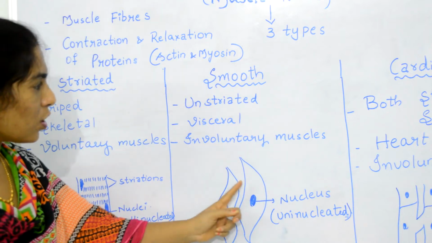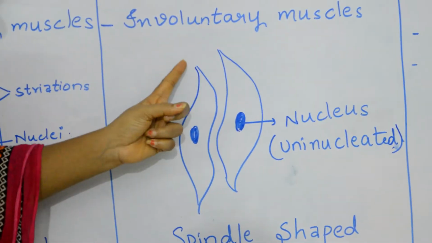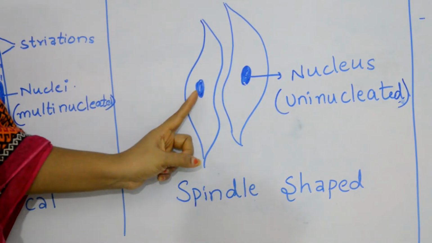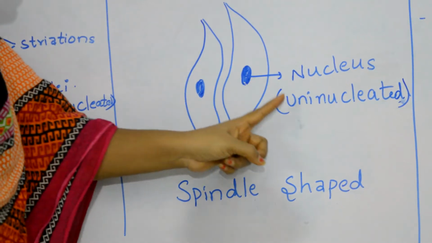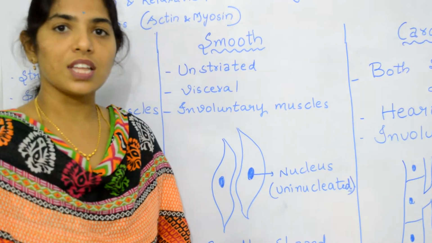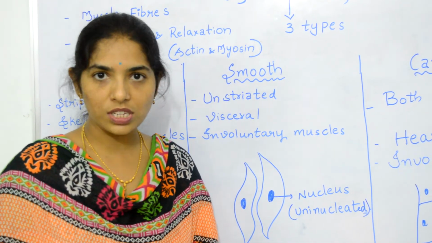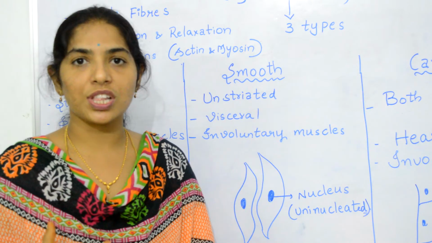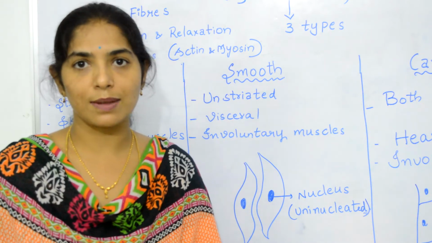Moving to the structure of this muscle fiber, they are spindle shaped and have tapering ends, that is, pointed ends. The nucleus is located in the center, and each cell has a single nucleus, so they are uninucleated. Moving on to the functions, smooth muscles help in involuntary movements, as I said, like the peristaltic movements, the wave-like movements brought by contraction and relaxation of smooth muscles for movement of food in the alimentary canal.